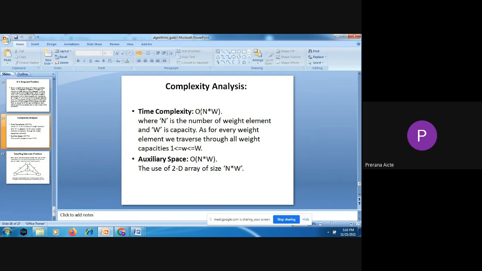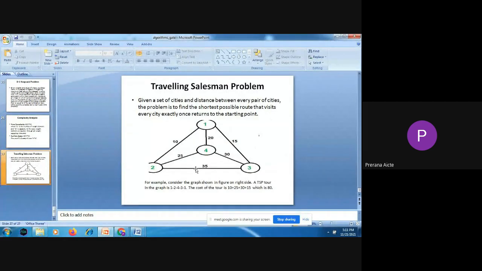And for this, time complexity is order of n into w, where n is the number of objects and w is the weight, that means capacity of the knapsack, and its space complexity is order of m into n, order of mn అనుకోండి. m is the capacity of the knapsack. Traveling salesman already we have discussed.